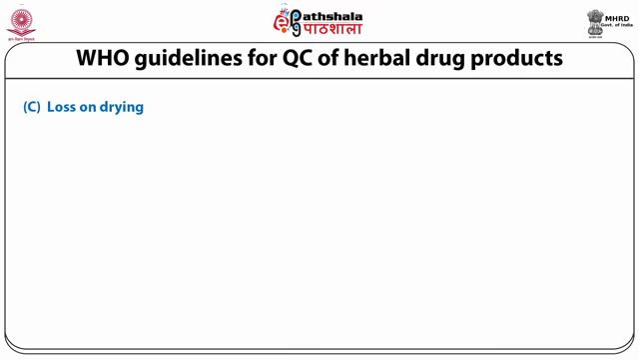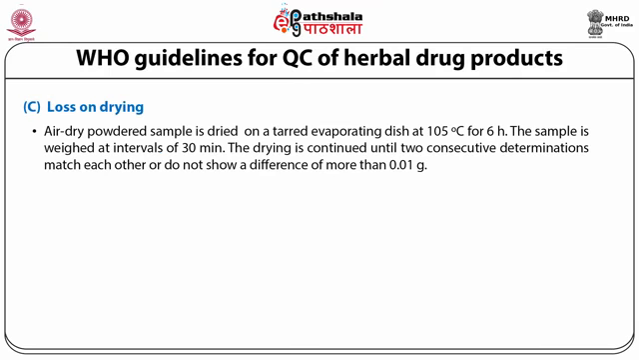Next is loss on drying. Air dried samples are dried on an evaporating dish at 105 degrees Celsius for 6 hours. The sample is weighed at intervals of 30 minutes. The drying is continued until two consecutive determinations match each other or do not show a weight difference of more than 0.01 grams.